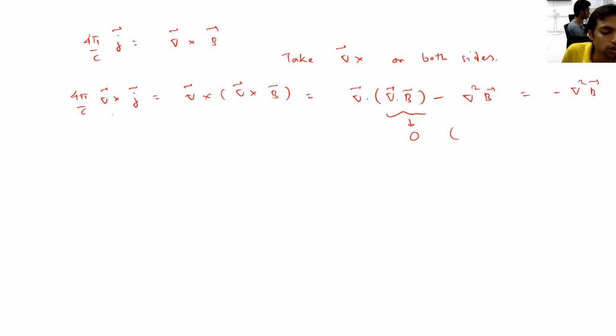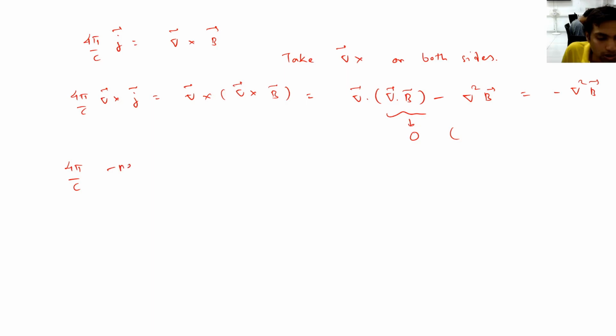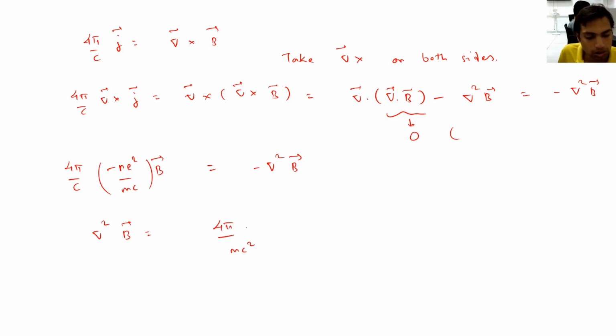Okay, and this curl of j, now you can use London's equation. From London's equation, curl j is minus n square over mc into B. So this is minus n square over mc times B is equal to minus del square B. Okay, so del square B is equal to 4π n square over mc square times B.